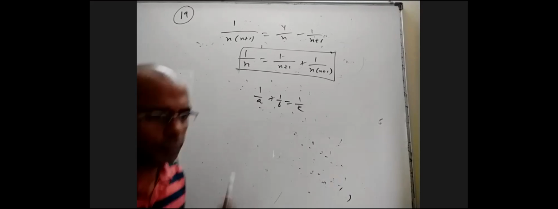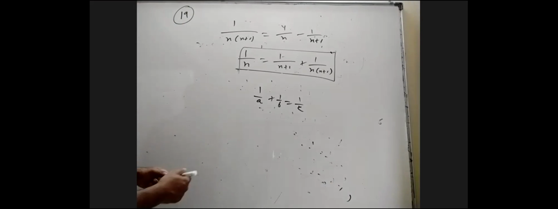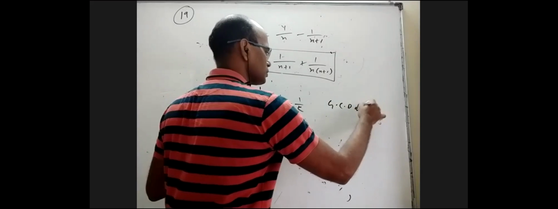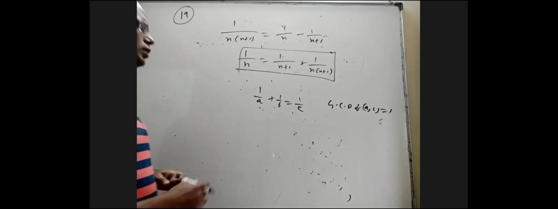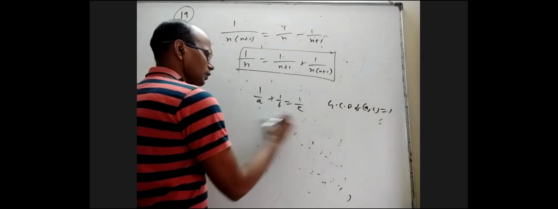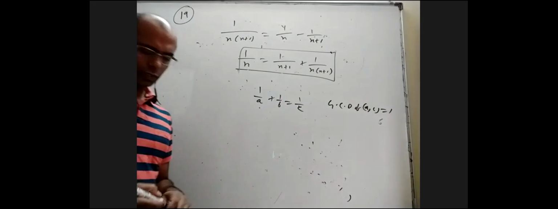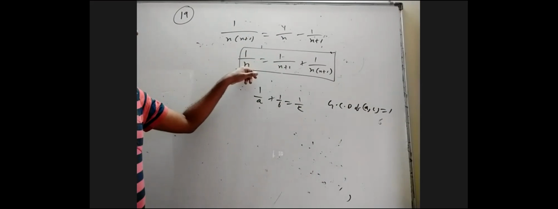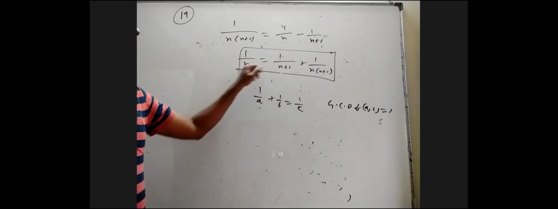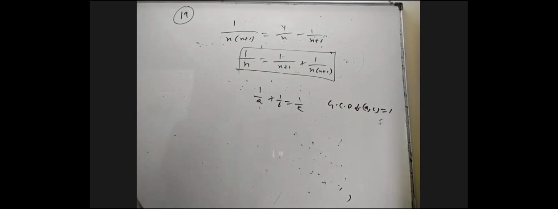So let us see. Apart from this, GCD of A comma C is equal to 1. I'm sure if I think I'll tell. Okay, let me try it. You can also think about it. Apart from taking this as 1 by C equal to 1 by A plus 1 by B, where A and C don't have any common factor.